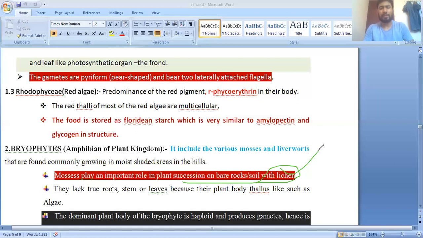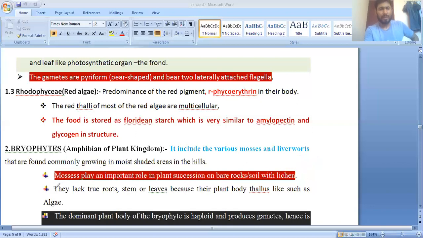So now we will discuss the role of bryophytes and lichens. They are involved in the succession phenomenon, the ecological succession. Lichens alone do not have the ability to perform succession individually; they also need the help of the mosses. So mosses and lichens together are involved in ecological succession, and succession is the phenomenon where the formation of vegetation takes place on bare soil or bare rocks. Clear? So mosses play an important role in plant succession on bare rock soils with lichens.